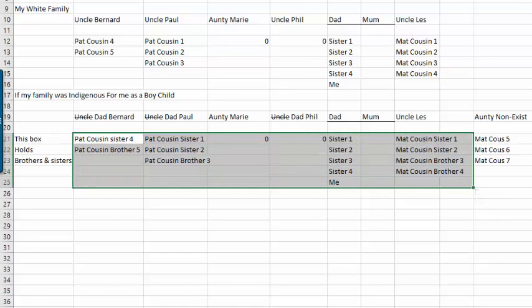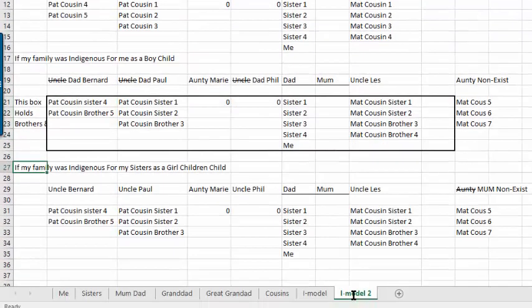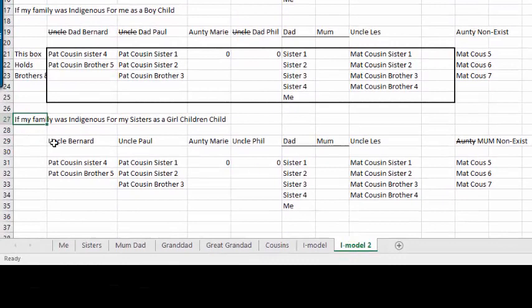So what about my sisters, for the girl children? Well, for girl children, all of my father's brothers and sisters are uncles and aunts. And my mother's brother is an uncle. But for my sisters, if my mum had a sister, she would have been called a mum. So for girls, your mother's sisters are mothers. For a boy, your father's brothers are fathers.